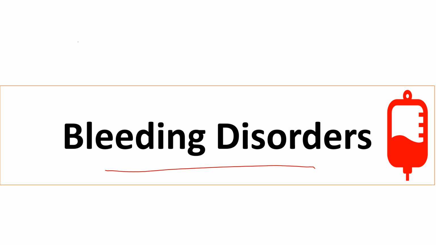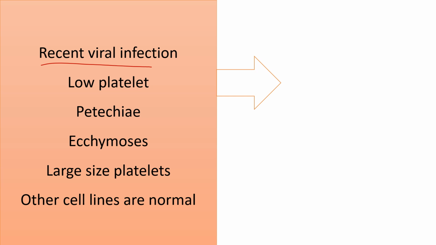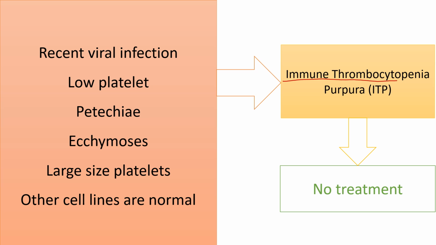Bleeding disorders. Recent viral infections, low platelet, petechiae, ecchymosis, and large size platelets. Other cell lines are normal. What is the most likely diagnosis? Immune thrombocytopenic purpura or ITP.